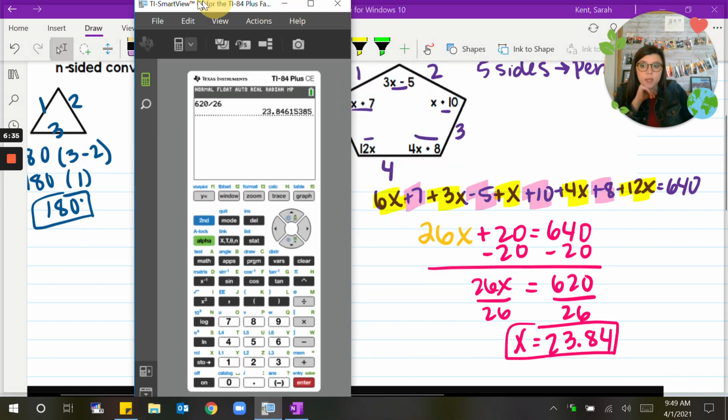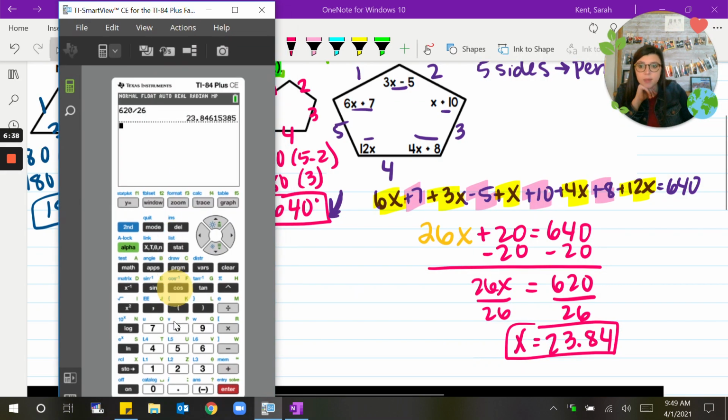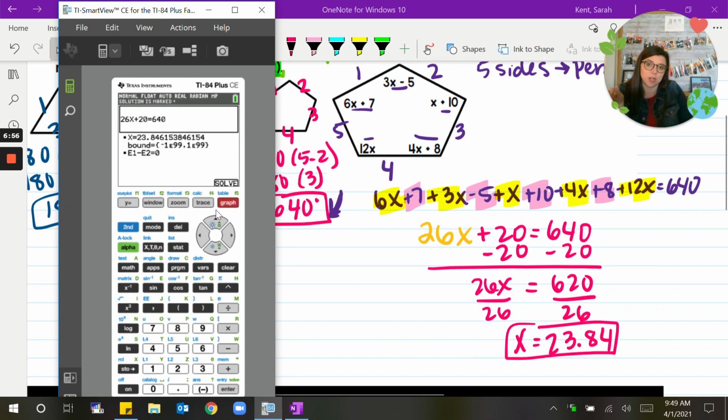If you want, you can go to the numeric solver, enter 26x plus 20 equals 540, alpha graph, and I get the same answer. Either way, you'll get the same answer for x. All right, so that's the interior angles.